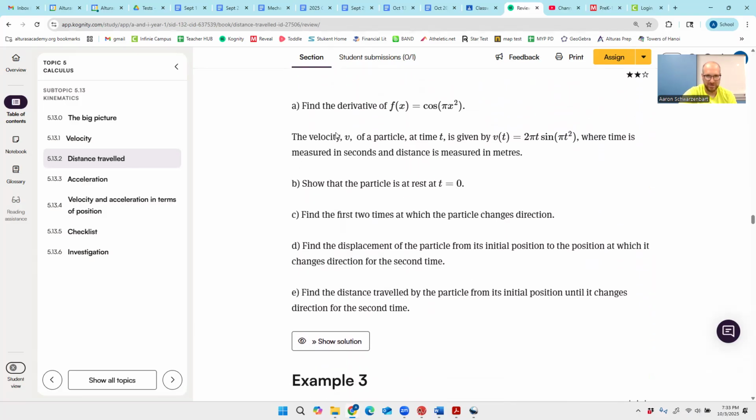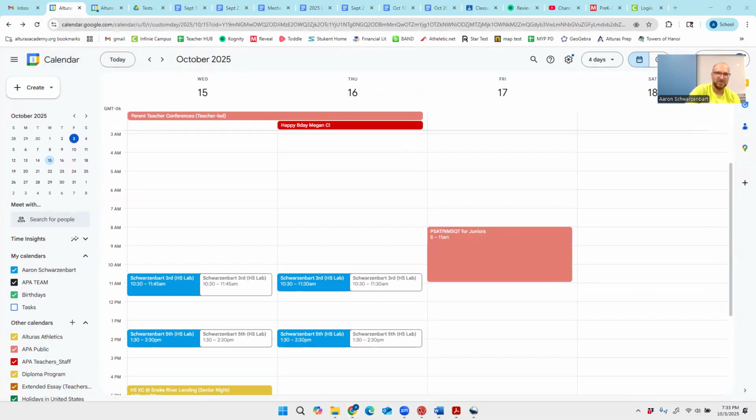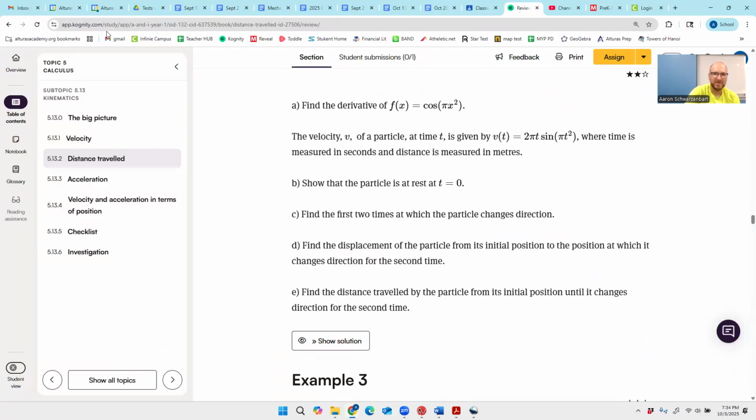Okay, example 2. Find the derivative of this. So we're looking at our derivative. Derivative of cosine is negative sine pi x squared. I'm going to have to use a chain rule, but I must leave the inside for the chain rule. Now I multiply by the derivative of that inside. Pi x squared is 2 pi x to the first.